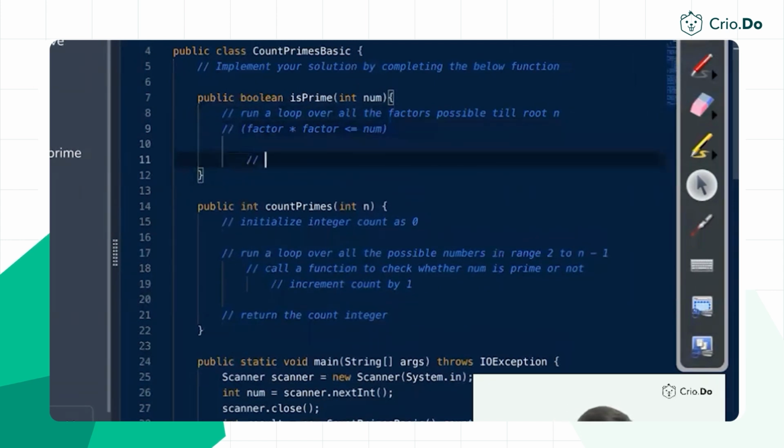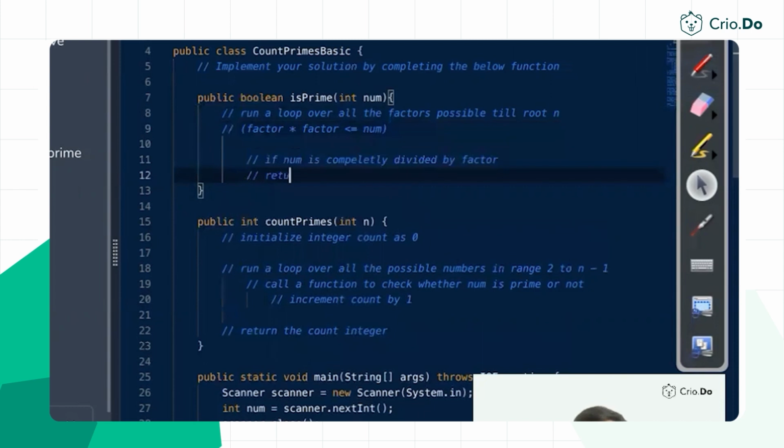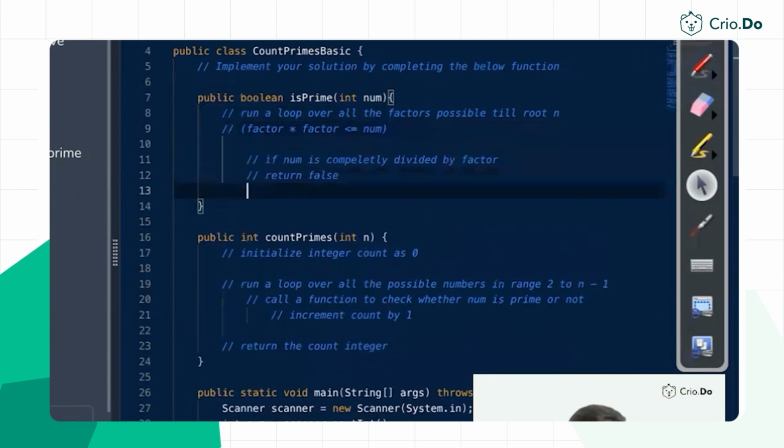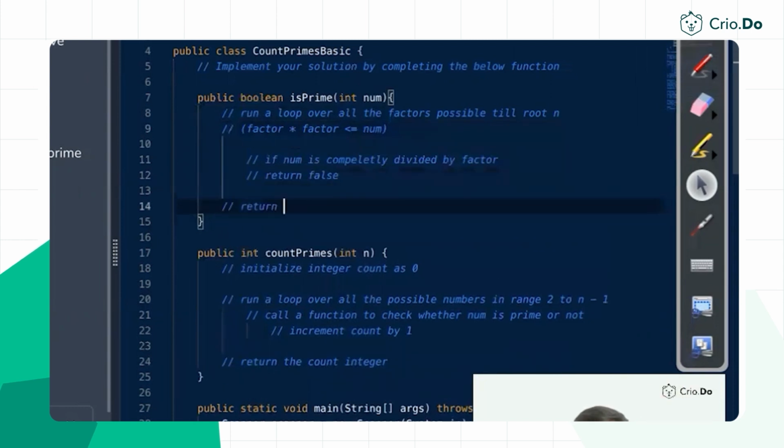And every time what should we check? We should check whether our factor is able to divide the number num or not. That is, is it a factor of num or not. So if num is completely divided by factor, then what should we do? We should return false, that number is not a prime. Otherwise, the number is prime. So we return true finally after the loop.